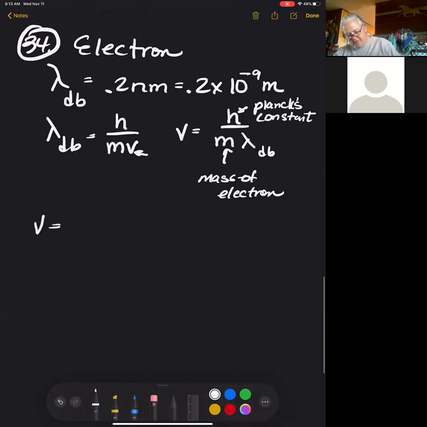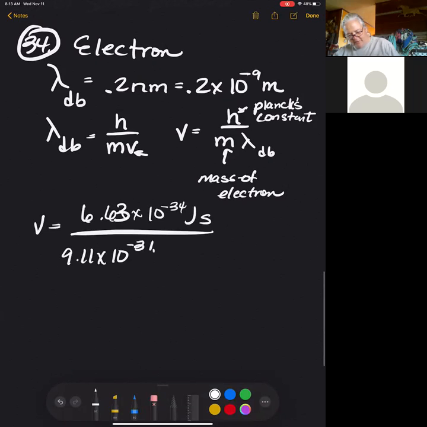So v is equal to h, which is 6.63 times 10 to the negative 34 joule seconds, divided by the mass of the electron, which is 9.11 times 10 to the negative 31 kilograms.